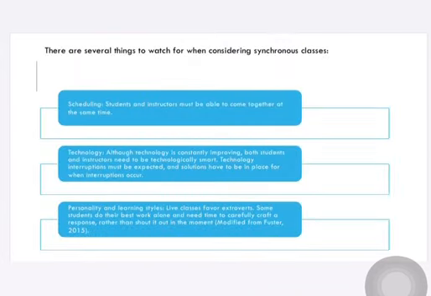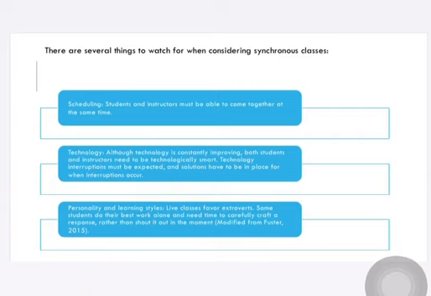There are several things to watch for when considering synchronous classes, like scheduling, technology, personality, and learning. For scheduling, students and instructors must be able to come together at the same time, as it is a live video chatting or Zoom meeting.